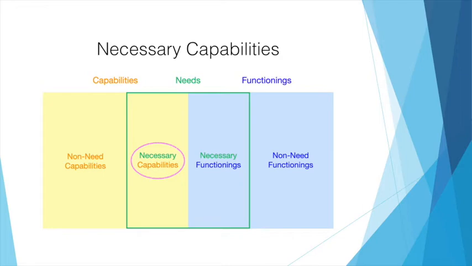So this is the main proposal of the talk. Needs and capabilities are compatible, and moreover, the notion of a necessary capability can be helpful. I use some examples to illustrate how in some theories capabilities are implicitly already treated as necessary, and how it could be useful to explicitly acknowledge them as needs.